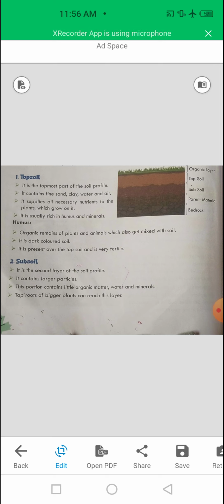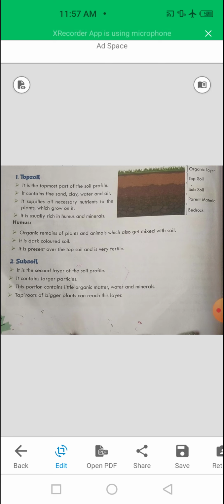Look at the given picture. This is a picture of soil profile. So topsoil is the topmost part of the soil profile, which contains sand, clay, water, and air, and supplies all necessary nutrients to the plants which grow on it, and is usually rich in humus and minerals. What do you know about humus? So humus is the organic remains of plants and animals which also get mixed with soil, and it is dark colored soil present over the topsoil and is very fertile.